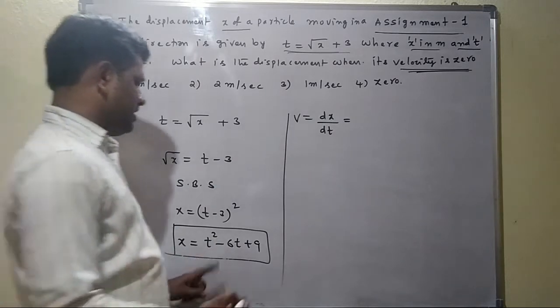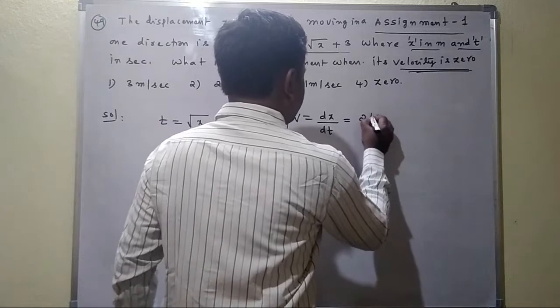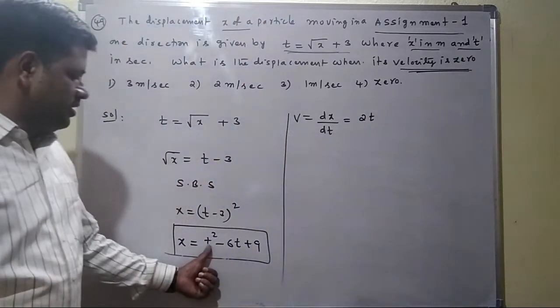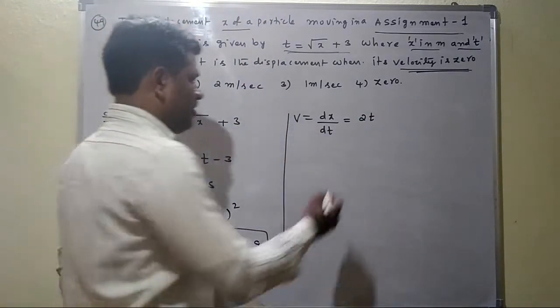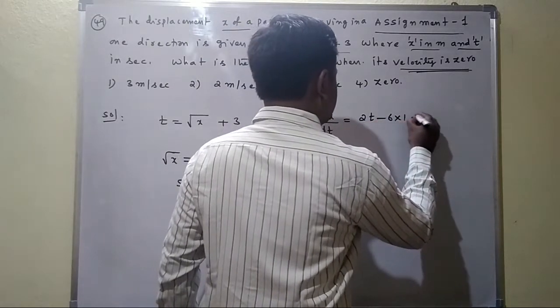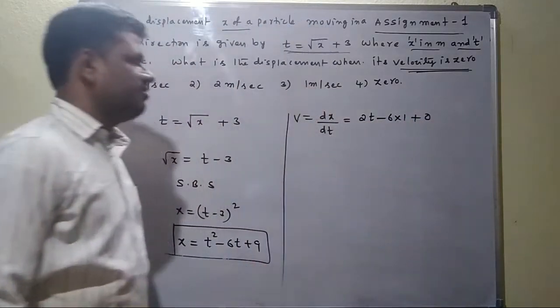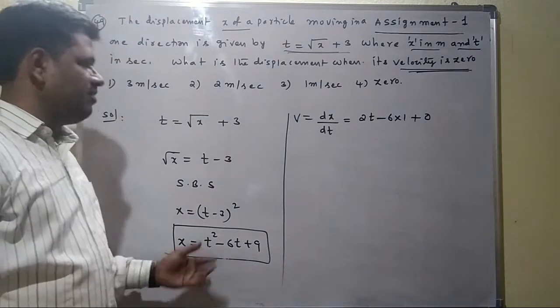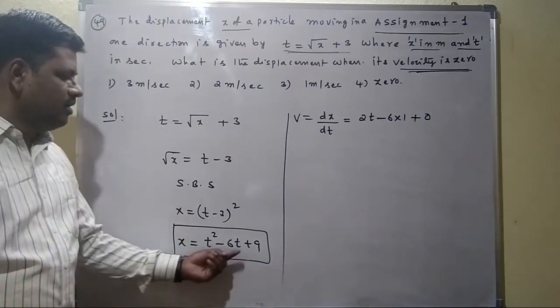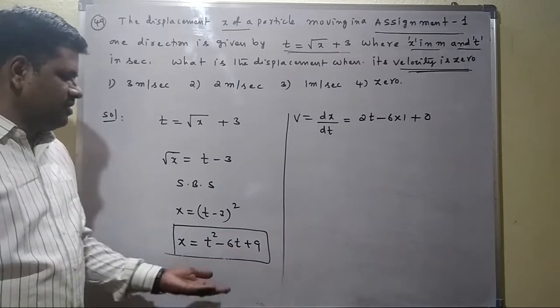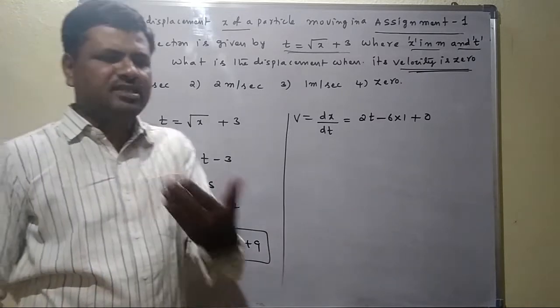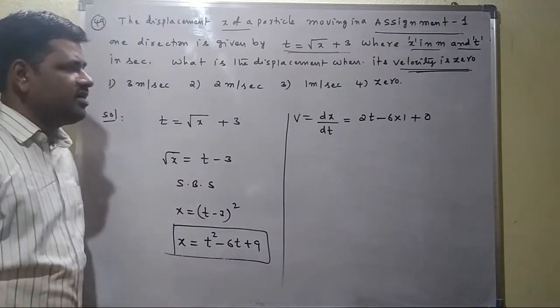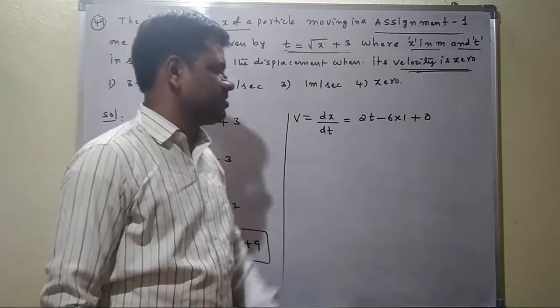Differentiating with respect to t, t square differentiates to 2t. Minus 6t differentiates to minus 6, since t differentiation is 1. Nine is a constant, so its differentiation is 0. For x to the power of n, the differentiation is n times x to the power of n minus 1. If we differentiate with respect to x, x differentiation is 1. Similarly, differentiating with respect to t, t differentiation is 1.